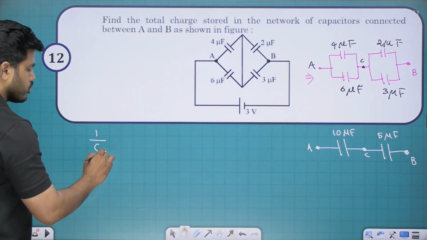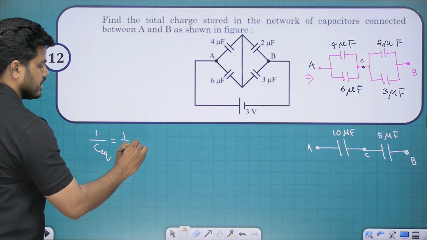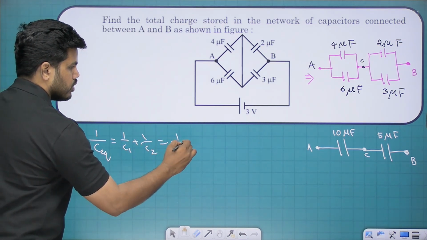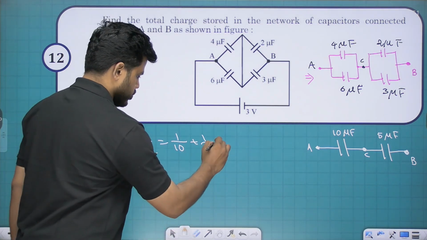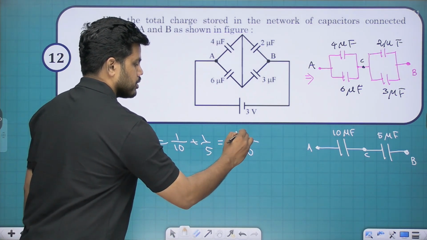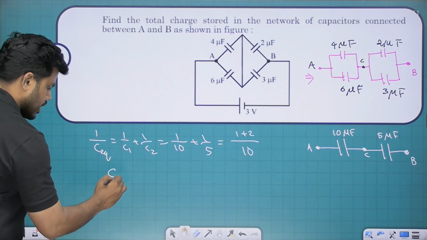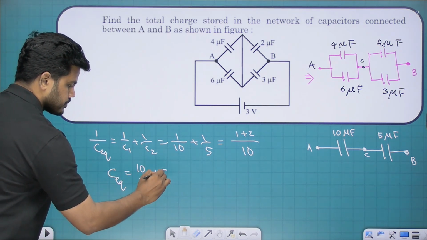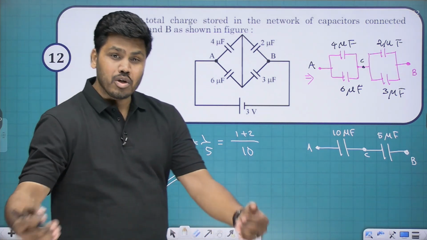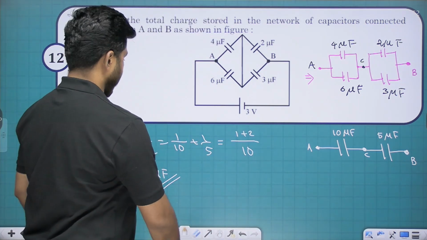1 by C equivalent is equal to 1 by C1 plus 1 by C2, which is 1 by 10 plus 1 by 5. Okay. So if you take 10 as LCM, we get 1 plus 2. So C equivalent of the combination is going to be 10 by 3 microfarad. That is the equivalent capacitance of the combination.